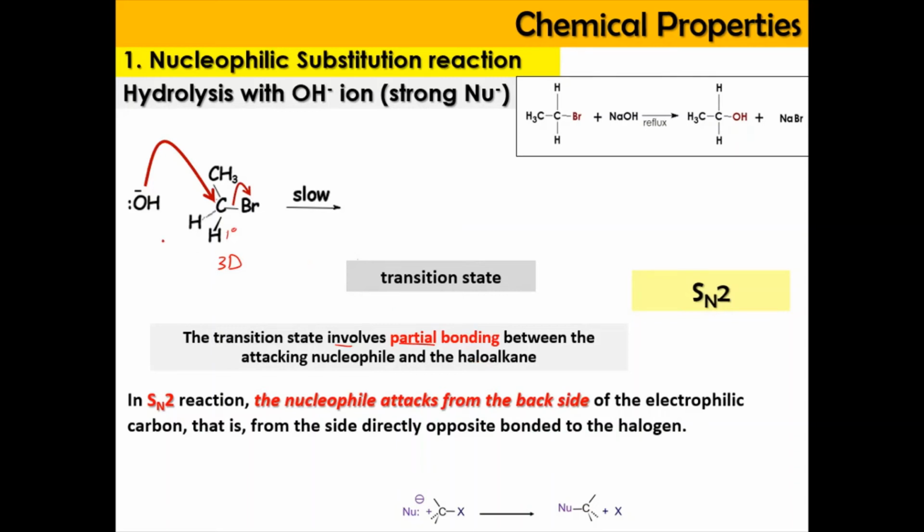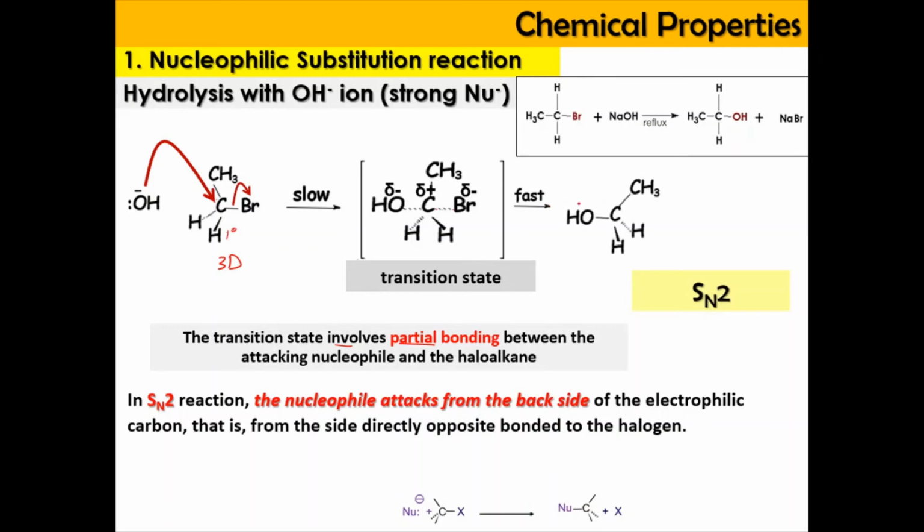So that means there are dashed lines between the nucleophile that is coming in and the one that is leaving. So this is going to be our transition state. The bond is almost formed, dash, dash, dash, and the C-Br is almost broken, dash, dash, dash. Okay, and at the end of the reaction, we can say that it is a fast process where the OH bond is fully formed and the Br is completely broken off. So you're going to get Br minus here. Okay.